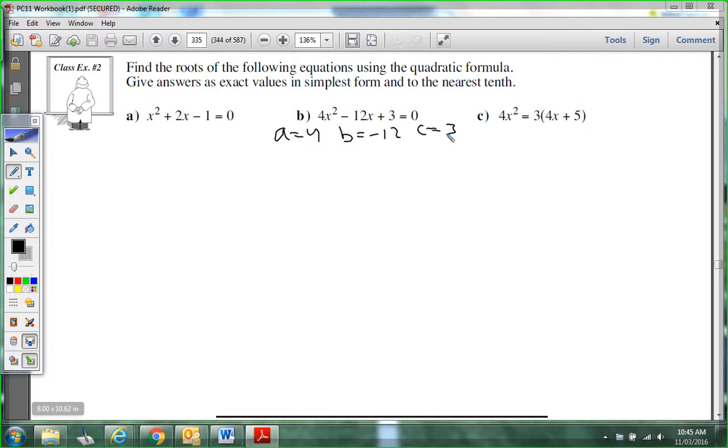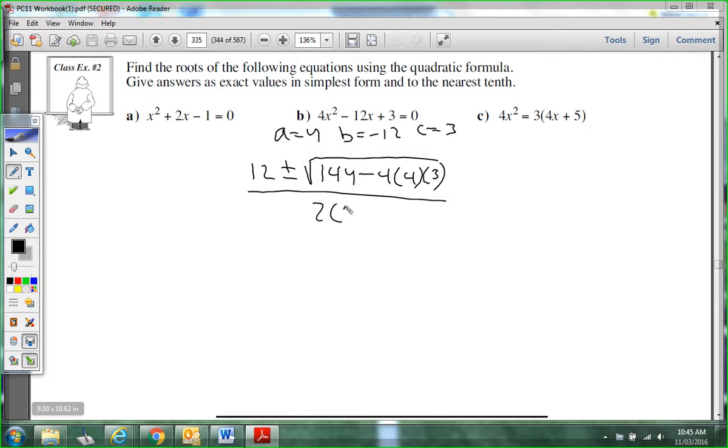Okay, so here we go. I want the opposite of B. So this time B is a negative, so I want positive 12 for the start of my formula, because it's a negative, negative. Plus or minus square root of B squared, that's 144, because it's a positive 144, not negative. Everything squared is positive. Every time this number is going to be positive, no matter what it is. Minus 4 times 3, all over 2 times 4. All the A's, B's, and C's have been accounted for.